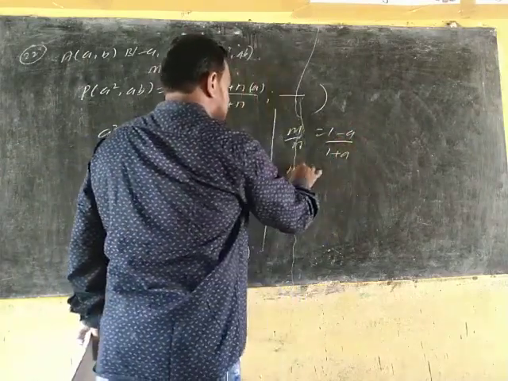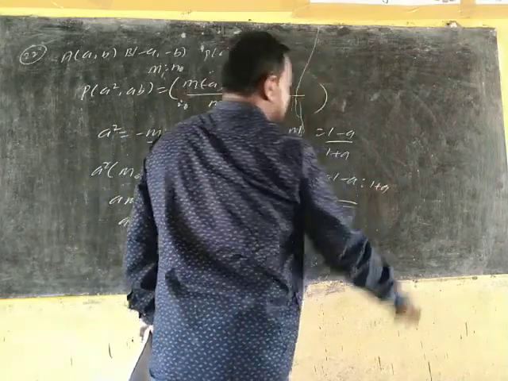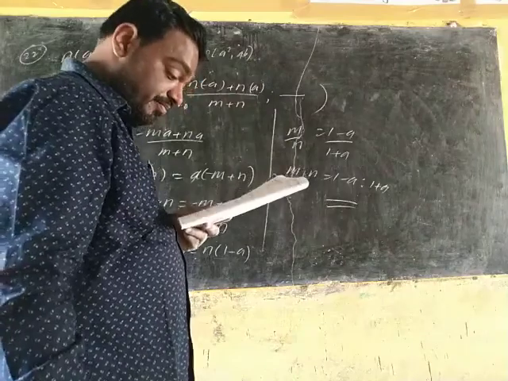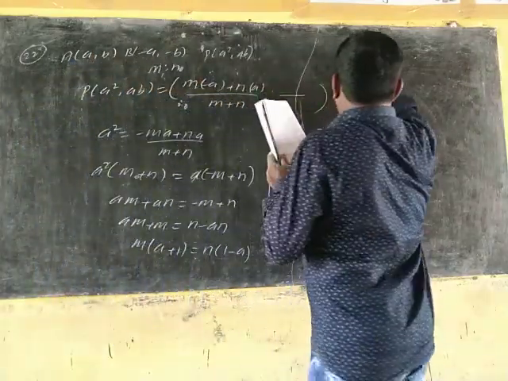So m is to n ratio is 1 minus a is to 1 plus a. So which is the right option? Option 4 is right.